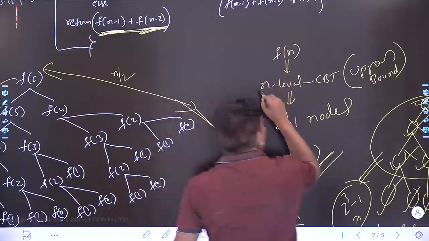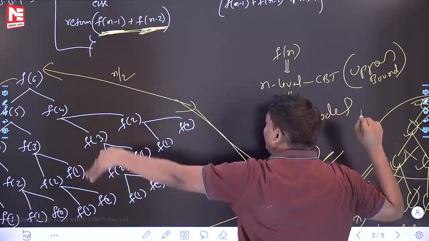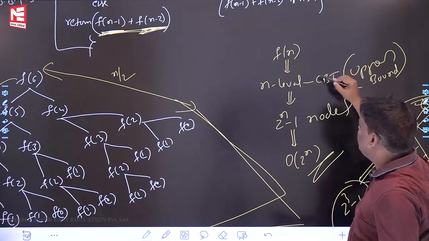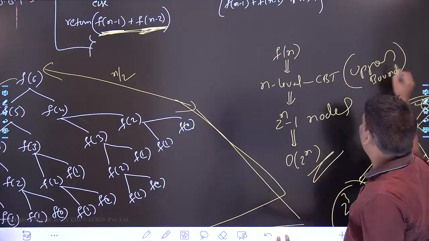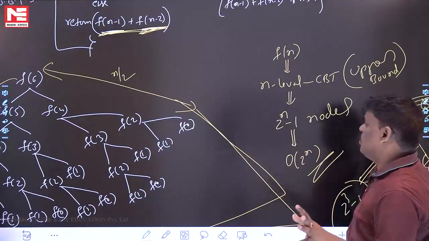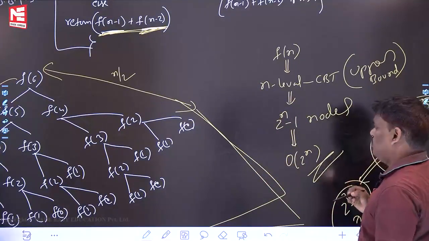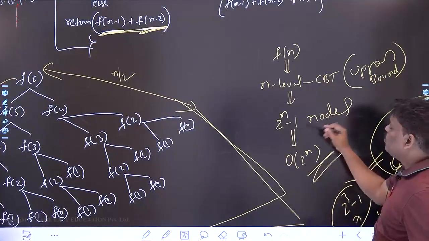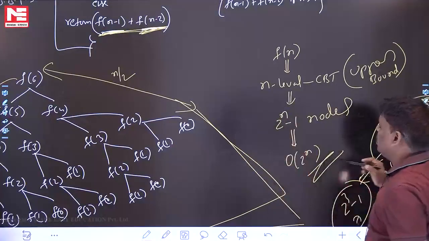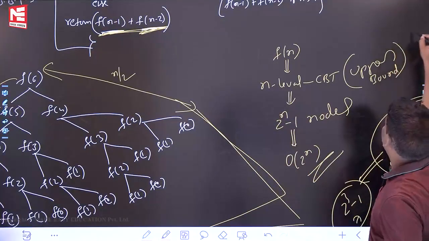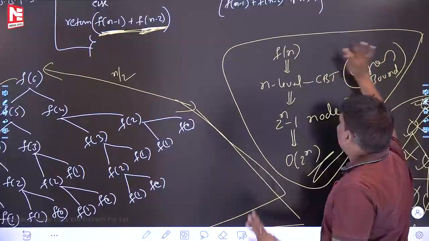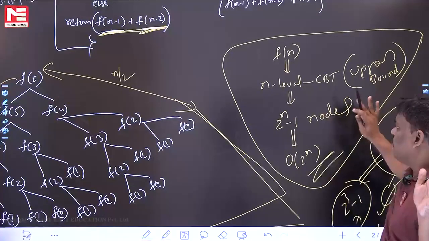Fibonacci of n contains an n level complete binary tree. Actually left is n, right is n by 2. As an upper bound I have taken n levels. Actually I took a complete binary tree, right? Because it is not possible otherwise, so I took the upper bound. Next, an n level complete binary tree contains 2 power n minus 1 nodes. A few may be extra, that is the reason for the upper bound. Forget about minus 1 plus 1. Every node is a function call. So Big O of 2 power n. This is the time complexity. Fibonacci of n time complexity is Big O of 2 power n.